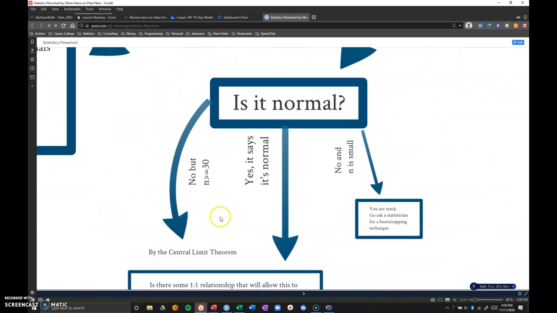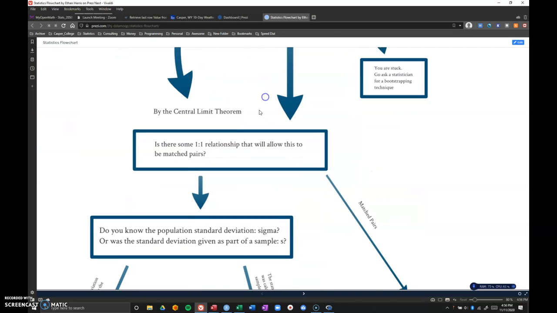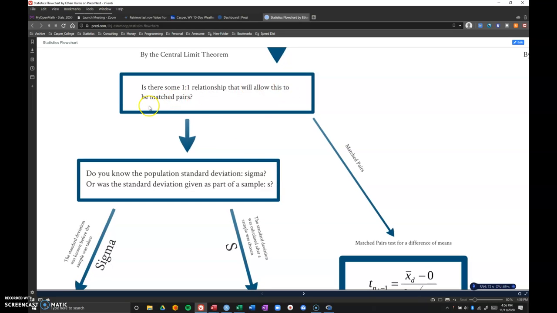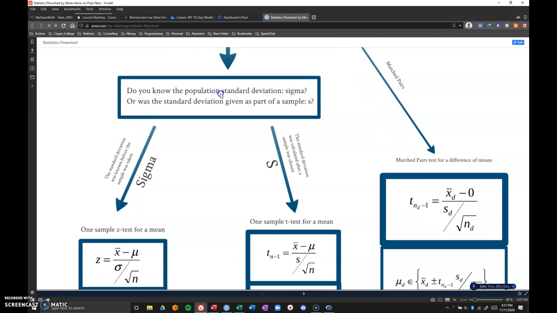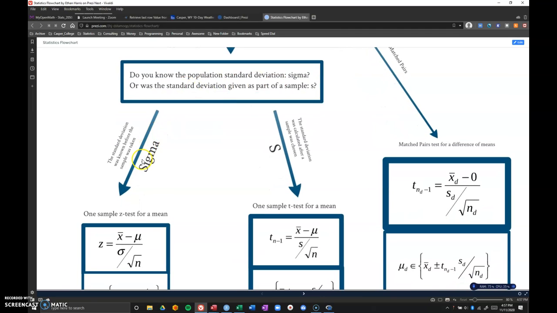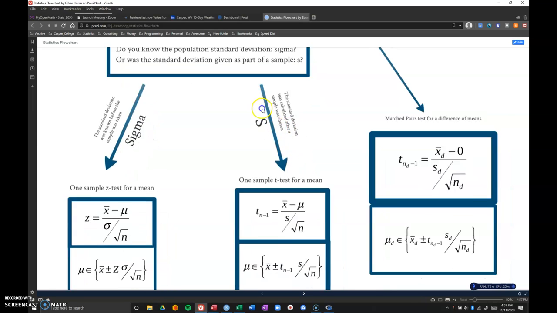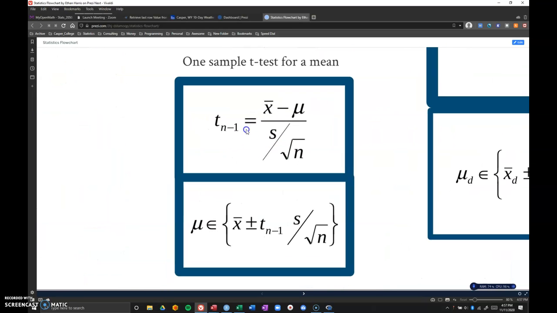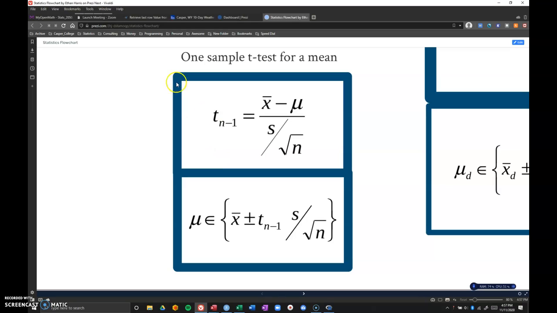The next question was, is it normal? We had a small sample size, but it did say that it's approximately normal. Is there a one-to-one relationship to allow this to be matched pairs? There wasn't, so we're just down to here. Do we know the sigma or s? We knew s because that's what was given. And so here is the test that we're going to do: a one sample t-test for a mean.